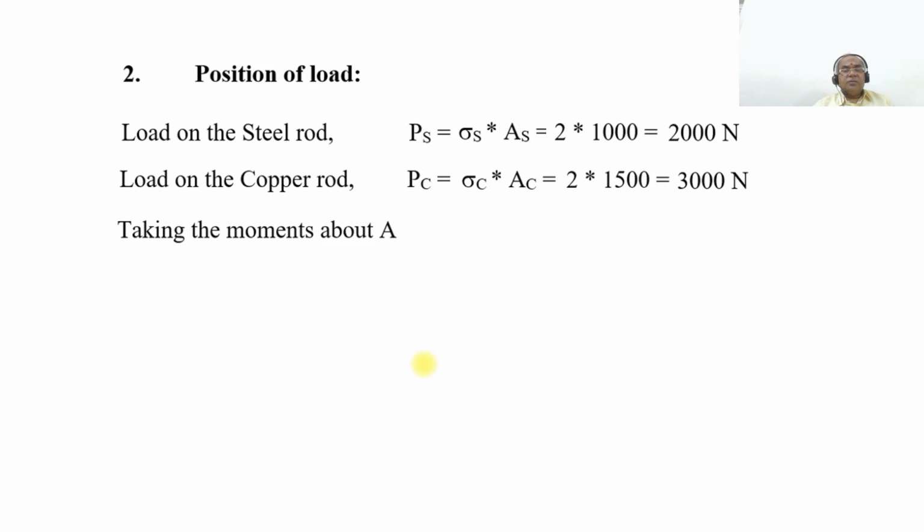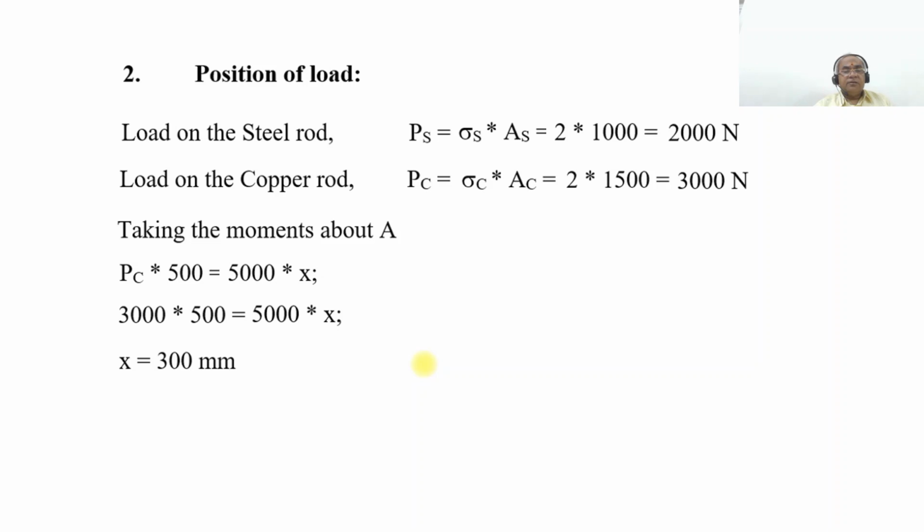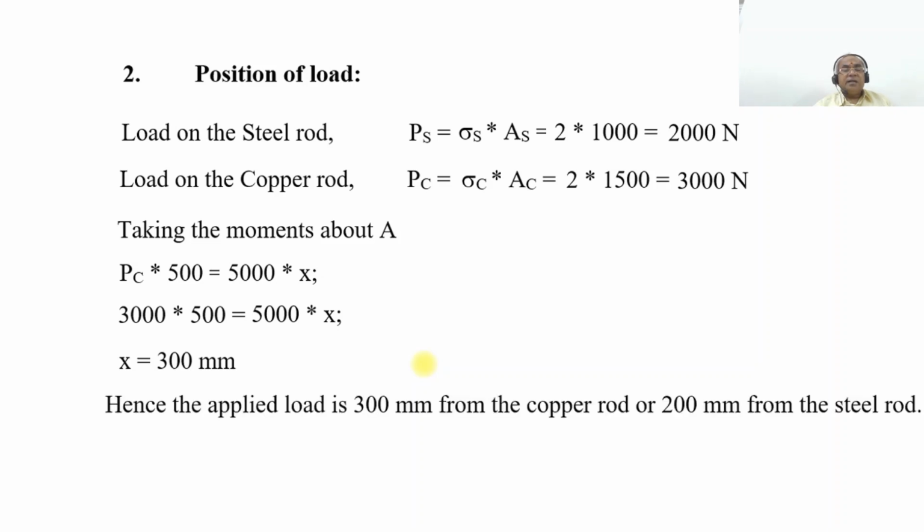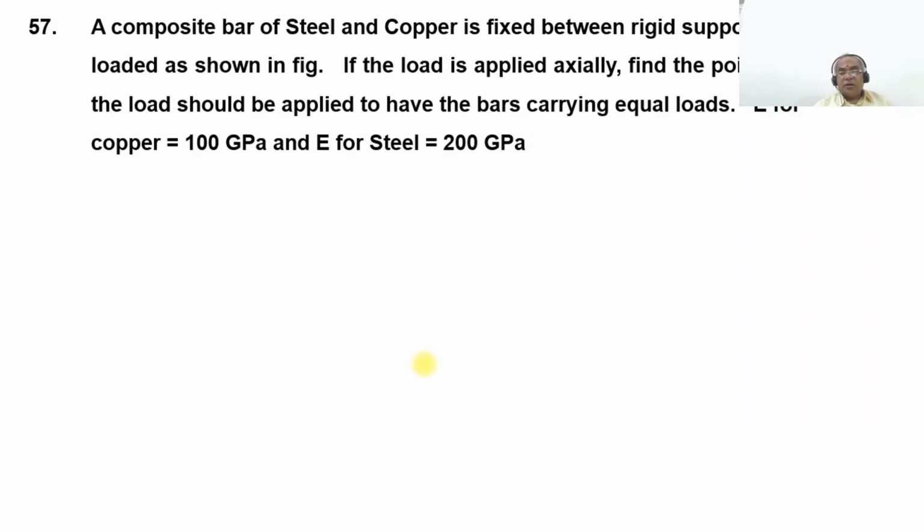So taking the moments about the point A, PC into 500 will be equal to 5000 into X. You know the value of PC, which is 3000. So 3000 into 500 will be equal to 5000 into X. Therefore, the value of X is equal to 300 mm. Hence, the applied load is 300 mm from the copper rod or 200 mm from the steel rod. This is how you will be able to solve this problem.